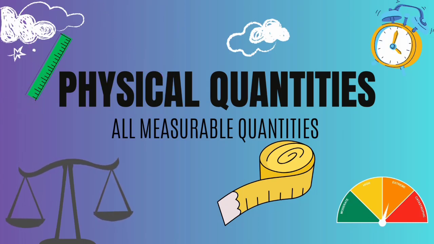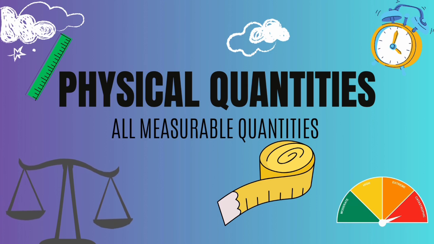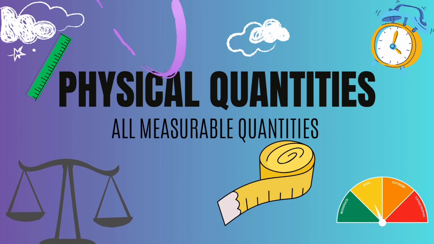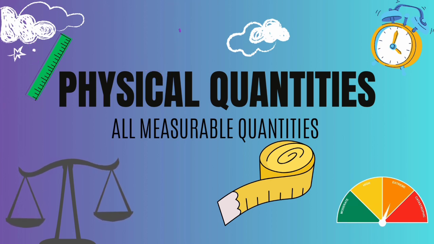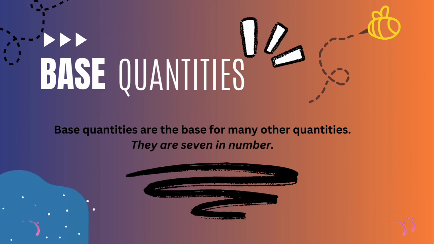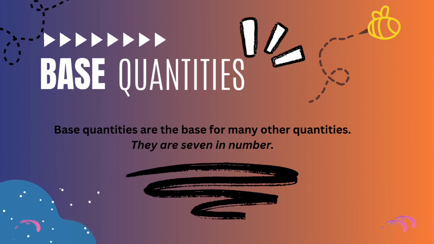Today we'll be discussing a very important topic having the name physical quantities. In the domain of physics, all the quantities that can be measured are considered as physical quantities. Physical quantities are categorized into two types. The first one is base quantities and the second one is derived quantities.